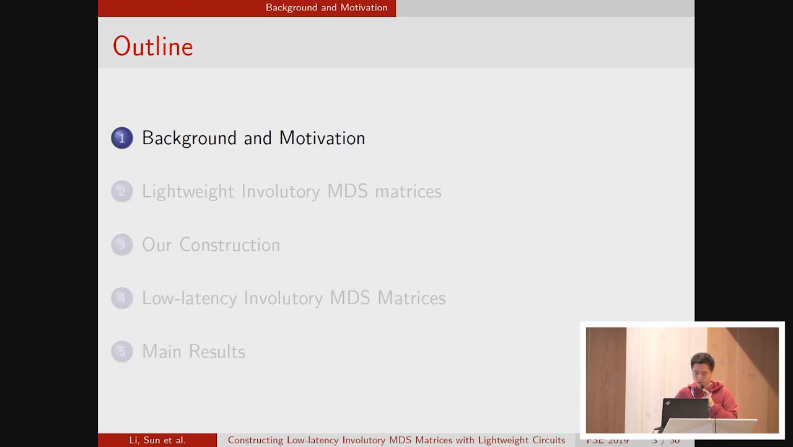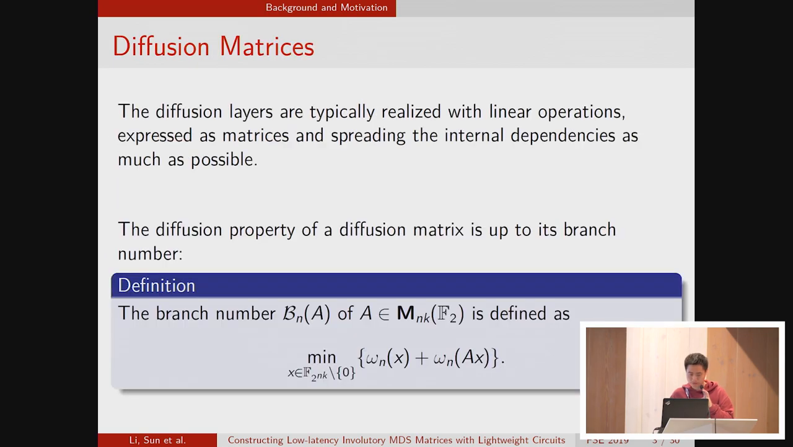I will introduce our work in five parts. First is the diffusion matrices. The diffusion layers are typically realized with linear operations expressed as matrices, spreading the internal dependencies as much as possible. The diffusion property of a diffusion matrix is up to its branch number. Here is the definition: it's a measurement of the minimal number of non-zero words of input and output, and it has an upper bound called the singleton bound.